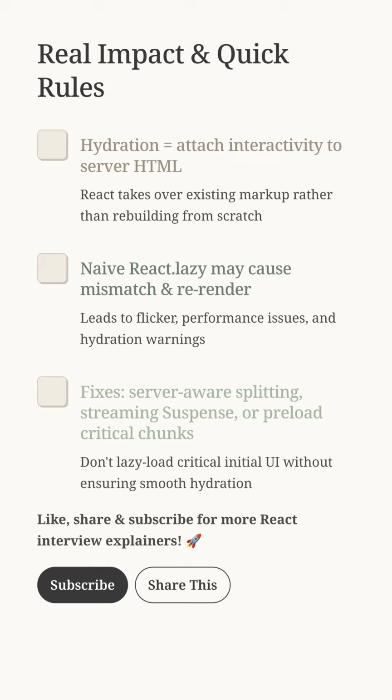In practice, naive lazy loading of critical, above-the-fold UI can cause flicker, extra client work, and hydration warnings. Quick rules: don't lazy load critical initial UI unless you also preload or server include the chunk. Use server-aware splitting or React 18 streaming with suspense to align server and client output, and prefer preloading critical chunks so the client can hydrate the same markup the server rendered. These steps prevent unnecessary re-renders and keep the initial experience smooth.